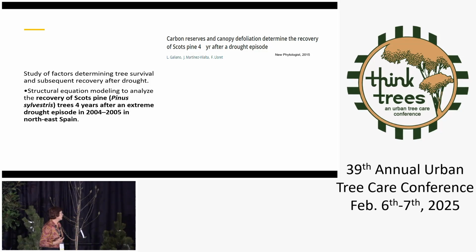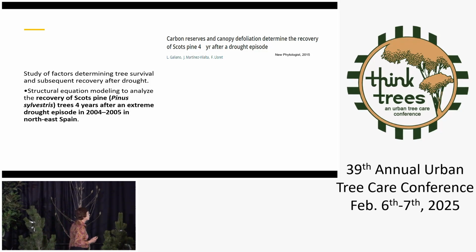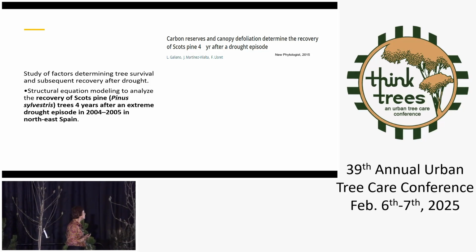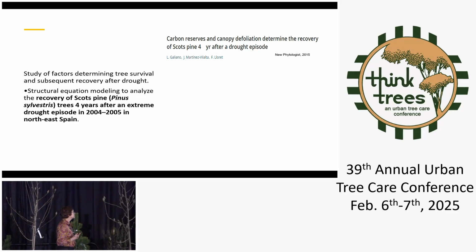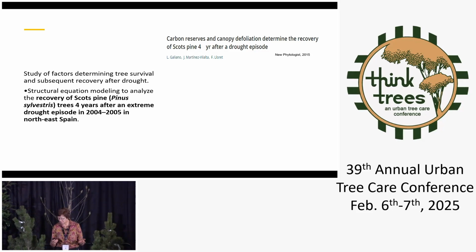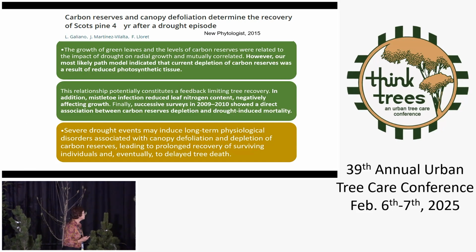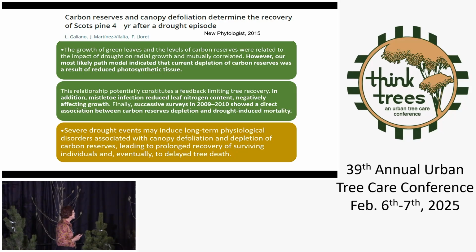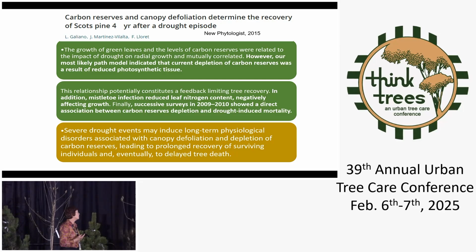So here's another paper. This one looks at the carbon reserves and canopy defoliation of Scots pine after a 4-year drought. And this one occurred in northeast Spain. They had a severe drought, and the researchers then tried to look at how the recovery occurred. How many of these plants were able to grow again? So what they found is that the most likely problem was carbon starvation because of the reduced photosynthesis.